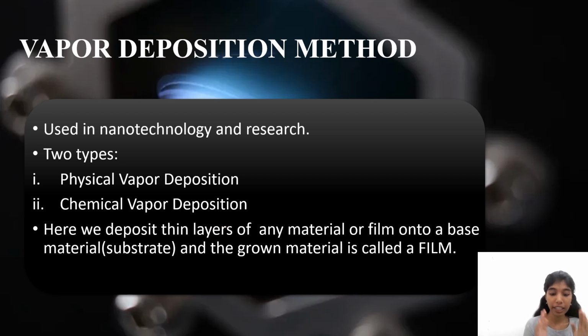Generally speaking, when you're talking about the vapor deposition method, you have something called the substrate, which acts like the foundation, and we'll be depositing any material or film onto the base of this substrate. So this substrate is the foundation, and we'll be depositing thin layers of our desired material on top of it, and all together it is called a film. How thin would this be, when you're talking in nano terms? This process can be explained with a small diagram.